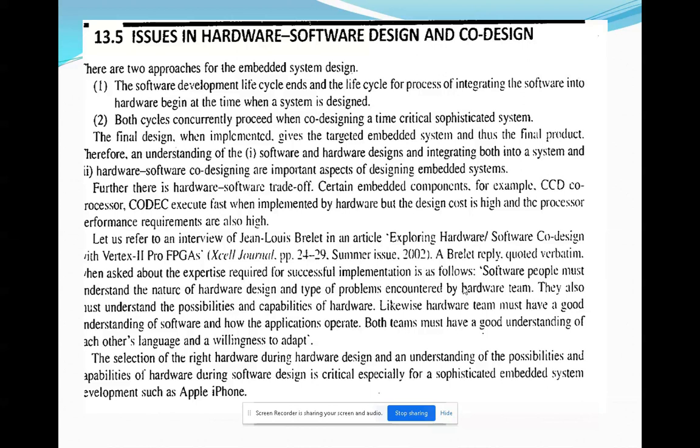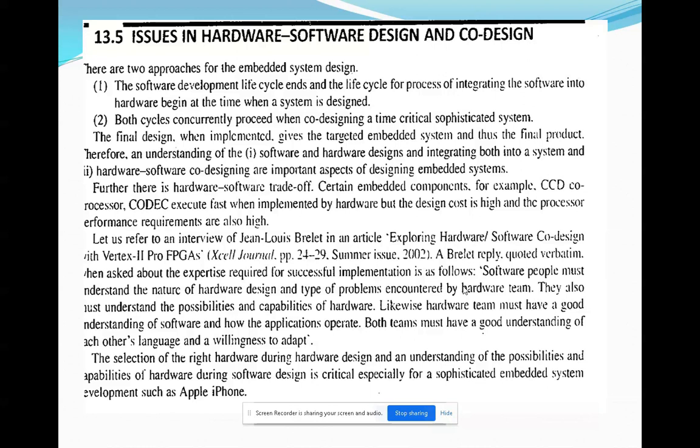So what you are targeting to do, your process will be completed after final design and implementation. So you will be getting the final product. Therefore you have to understand software and hardware design and integrating both into a system. So to get a complete embedded product, you have to know and understand about the software and hardware design and how to implement both in a single system.